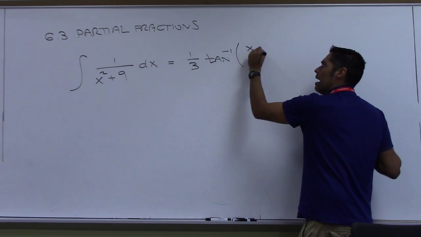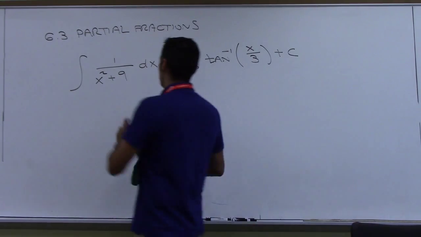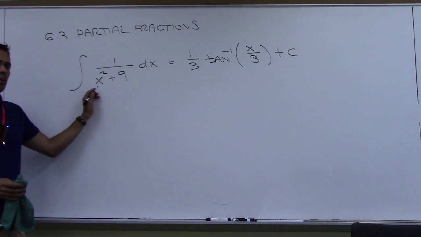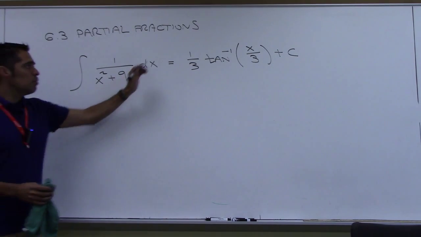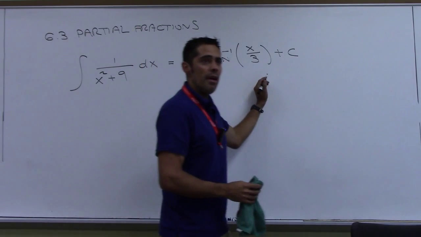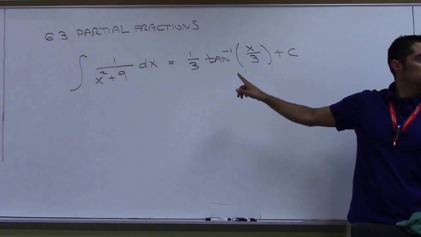U over a, so x over 3. X is the variable, isn't it, instead of u? So the formula says if you have 1 over u squared plus a squared, that it should be 1 over a arctangent of u over a. Yes or no? Okay.